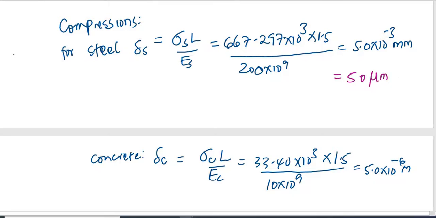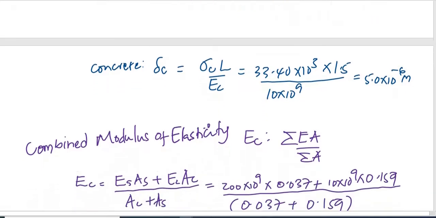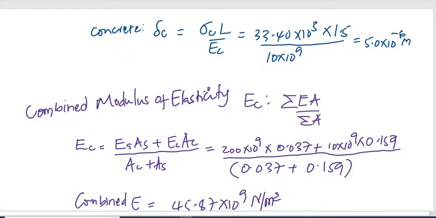What about the compression for concrete? It will therefore equal the stress in the concrete times the length of the concrete column divided by the Young's modulus. This is 33.4 times 10 to power 3 times 1.5 divided by 10 times 10 to power 9, and this will also give you 5 times 10 to power negative 6 meters, which is 5.0 micrometer.